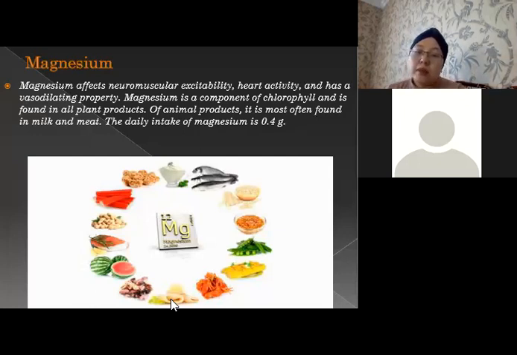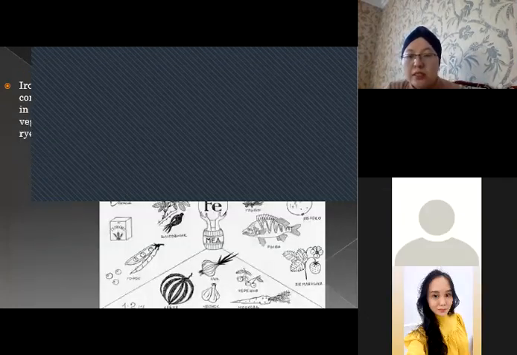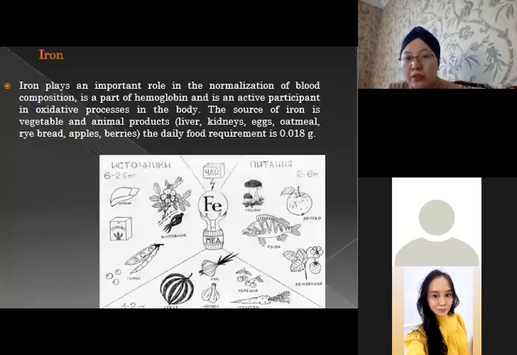And the daily intake is about 0.4 gram per day. So the next element is iron. Iron plays an important role in the normalization of the blood composition, as a part of hemoglobin, and as an active participant in oxidative processes in the body. The sources of iron are vegetable and animal products such as liver, kidney, eggs, oatmeal, rye bread, apples, berries, and so on.